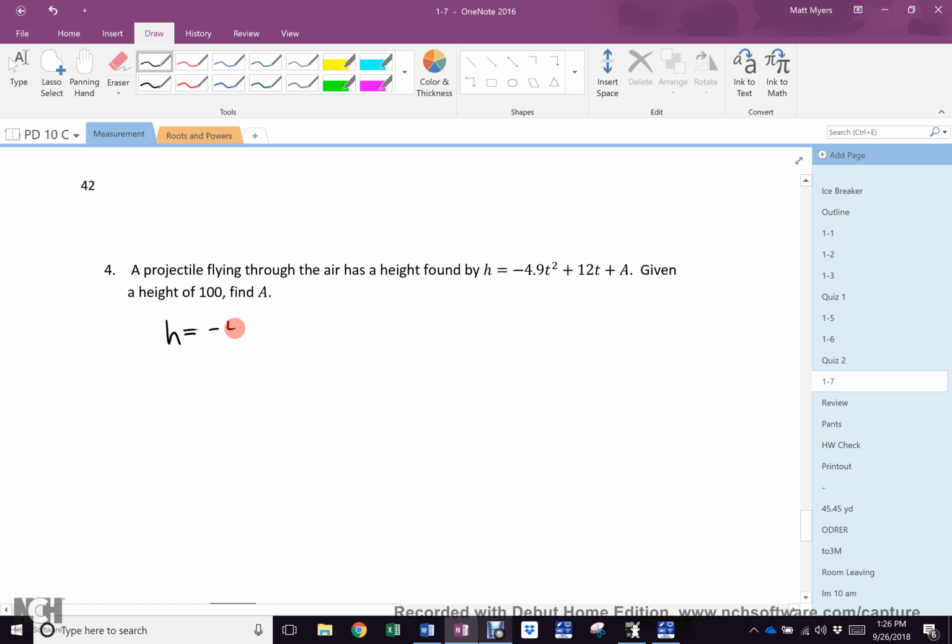h equals negative 4.9t squared plus 12t plus a. You have a height. That was supposed to be a highlighter.